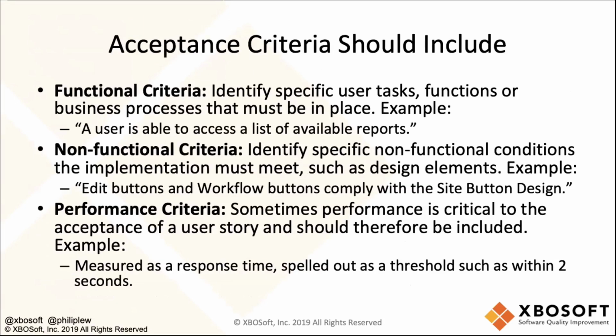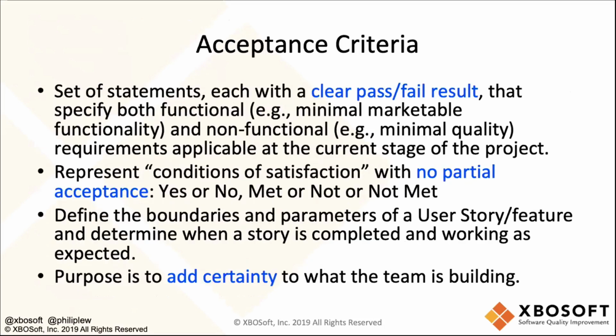Of course, user acceptance criteria can include other things outside of just the function of the software. It could include performance or security or usability as well. One important thing is that there should be a yes/no as far as satisfying the criteria, or a very, very clear pass or fail result. Just think that your purpose is to add certainty to what the team is building, to add certainty that they know that they've built the right thing.